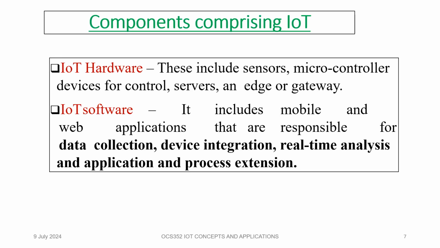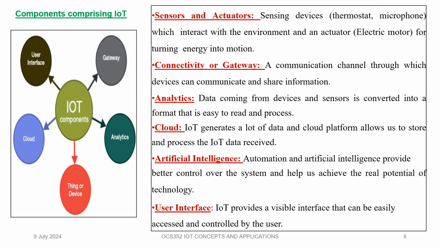Components comprising IoT. IoT contains hardware parts and software parts. IoT hardware includes sensors, microcontrollers, devices for control, servers, and edge or gateway. IoT software includes mobile and web applications that are responsible for data collection, device integration, real-time analysis, and application and process extension. And the components of IoT. The major components of IoT are sensors and actuators, connectivity gateway, analytics, cloud, artificial intelligence, and user interface.